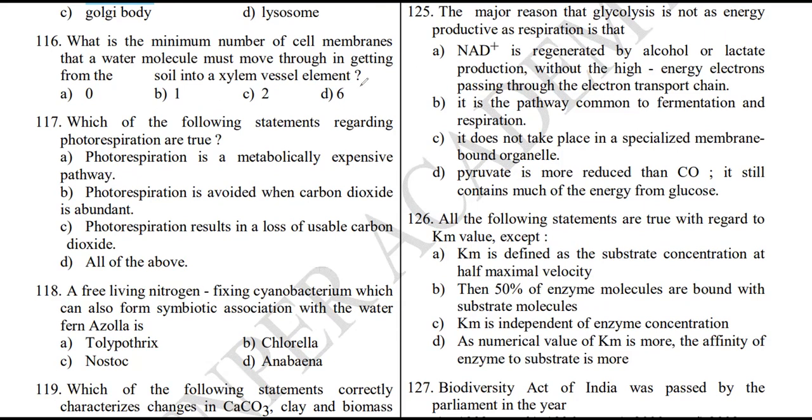Yes. So what exactly happens? There is going to be outer endodermis, and then there's going to be inner endodermis. So in order to reach the xylem vessel, they have to pass the outer endodermis, which is one membrane, and then the inner endodermis, which is the second. So there are going to be two membranes. So the answer is going to be option C. Okay, so we can use option C.